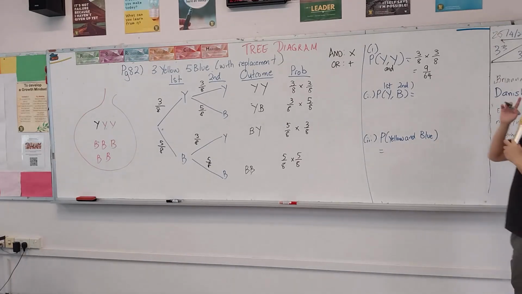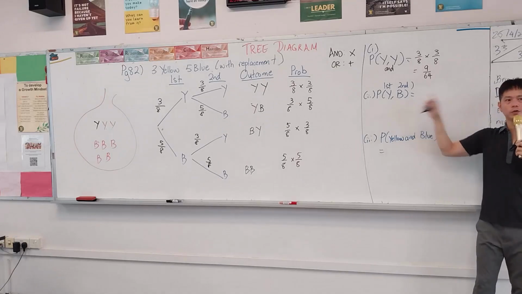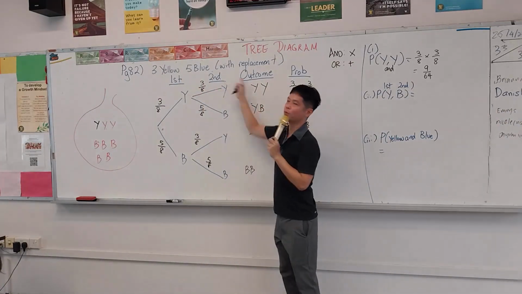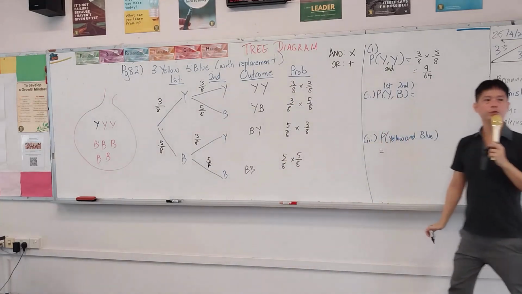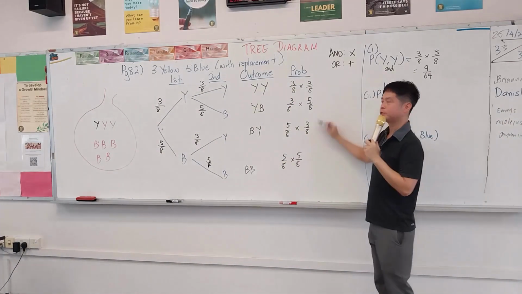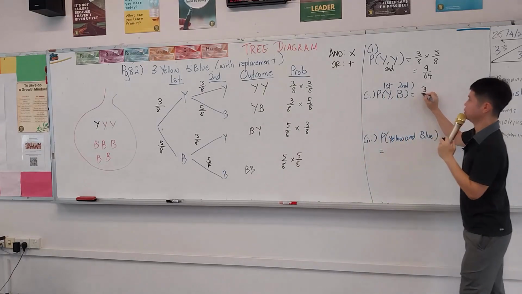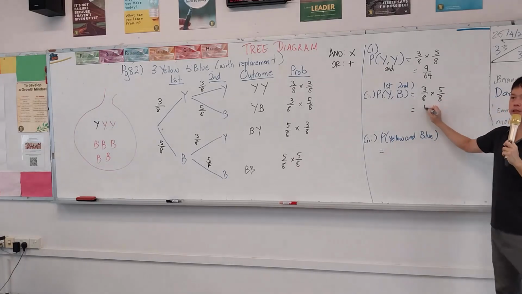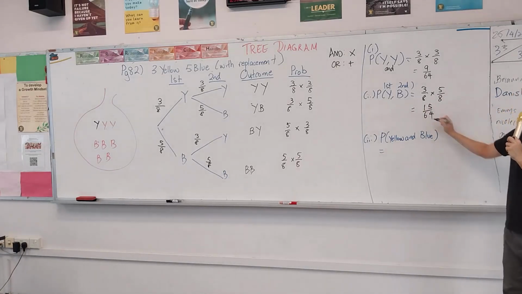Now, the second part asks you, first one is yellow. First one is yellow, second one is blue. So which one should I choose? I should choose the second one. First one is yellow, second one is blue. And the answer is 15 over 64.